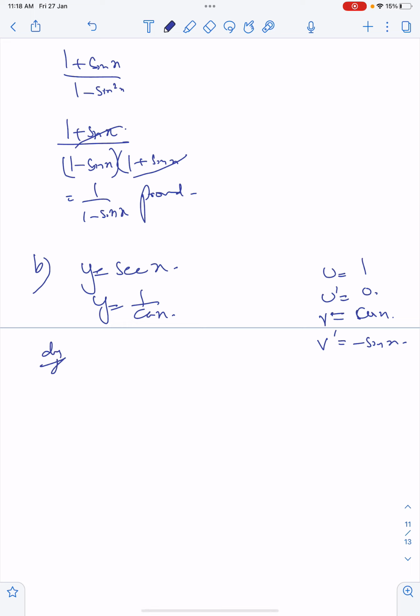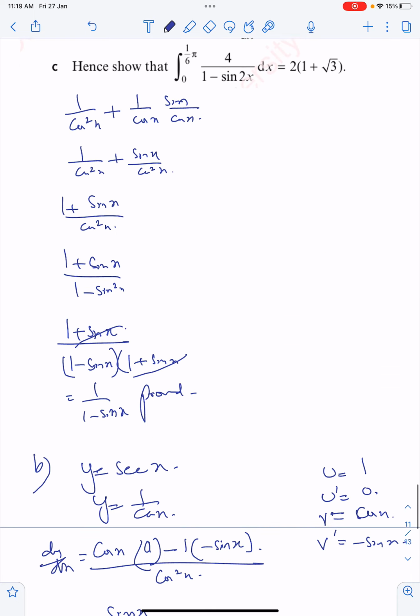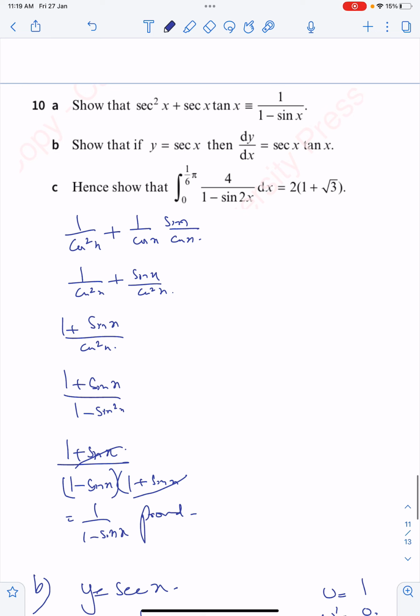So dy by dx is v u dash minus u v dash upon v square. This is sin x upon cos square x. So sin x upon cos x into 1 upon cos x, which is tan x into sec x. This is what we had to prove for the b part. Hence show that 4 upon 1 minus sin of 2x is equal to this.